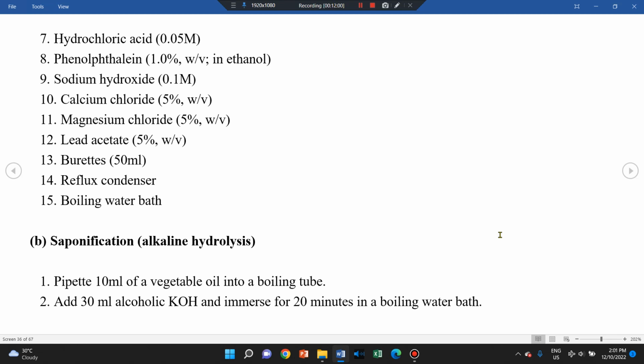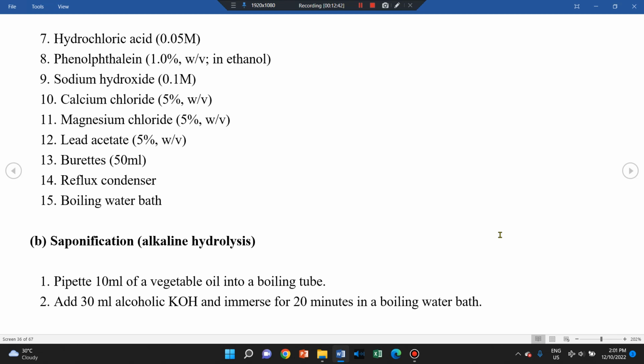Then number 8, phenolphthalein. The color change will take place at different pH. It's an indicator, and you need to prepare 1% weight over volume, meaning 1 gram in 100 ml of ethanol, not water. And then sodium hydroxide, calcium chloride, magnesium chloride, lead or plumbum acetate all need to be prepared as 5% weight over volume. You also have, it looks like, your foundation of learning chemistry practical comes in handy for this practical in biochemistry, where you need to use the burette for the purpose of titration.